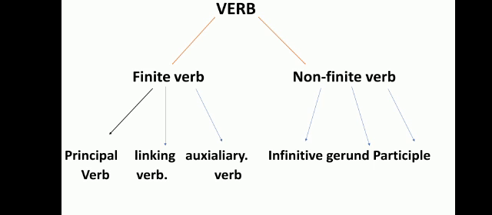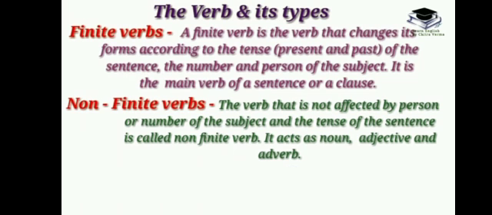Now come on to this very important thing, that verbs have two basic main forms, that is finite verbs and non-finite verbs. Now students, first of all I must tell you what actually a finite verb is and what is the difference between finite and non-finite. Now students, see, finite verbs. A finite verb is a verb that changes its form according to the tense.